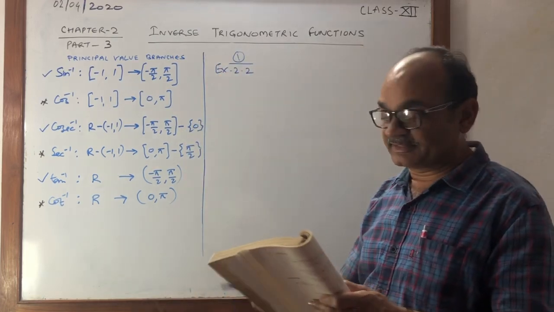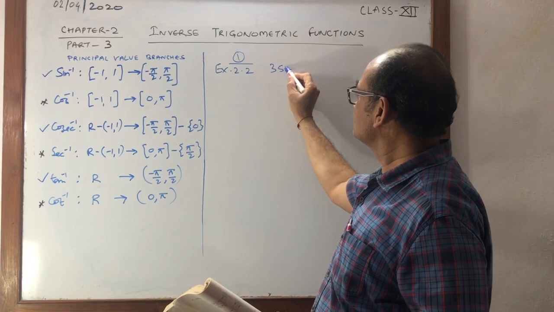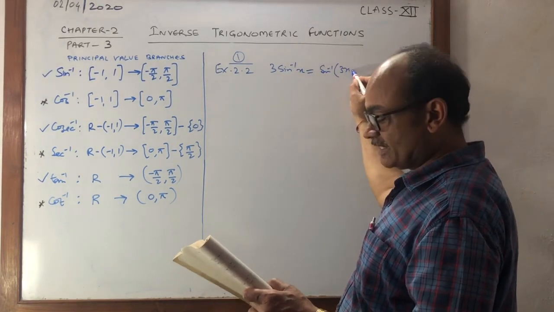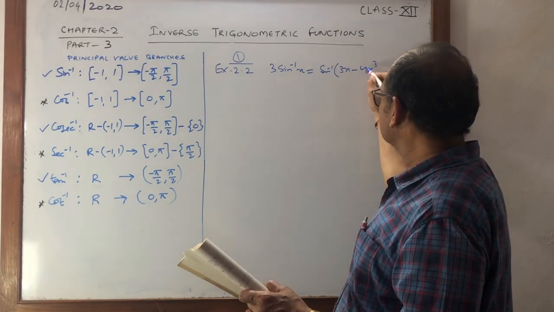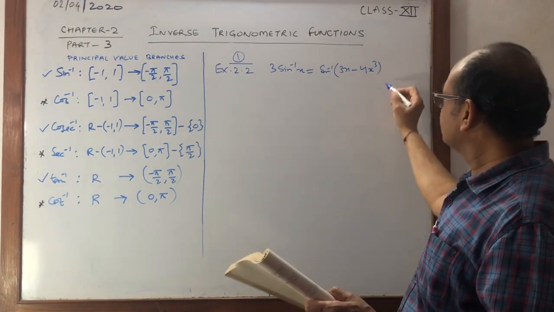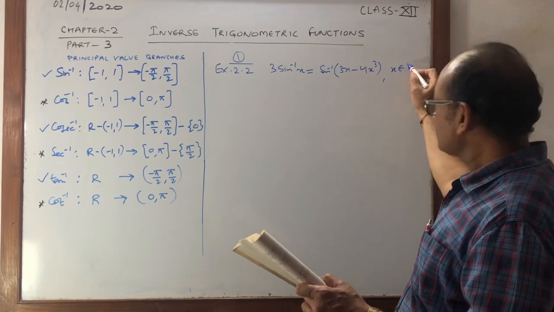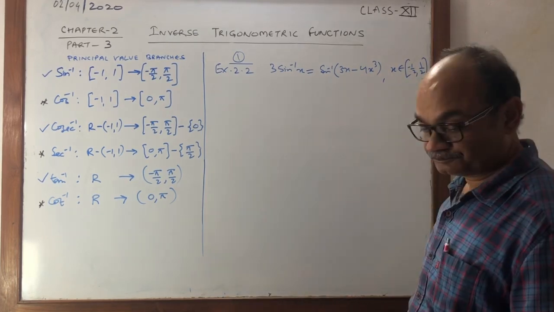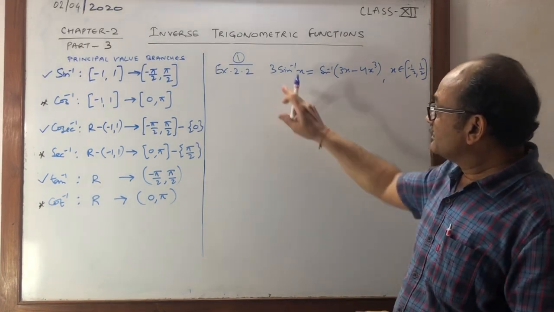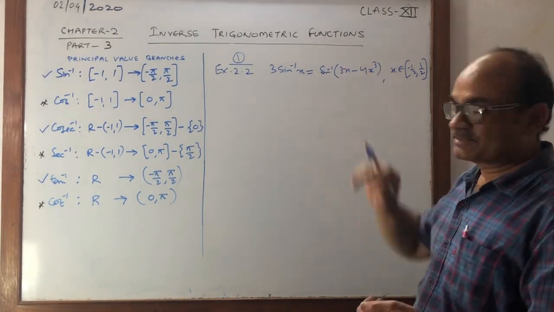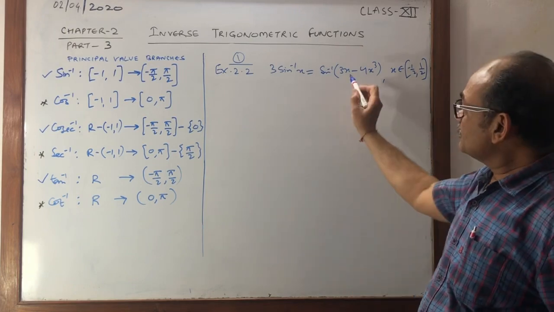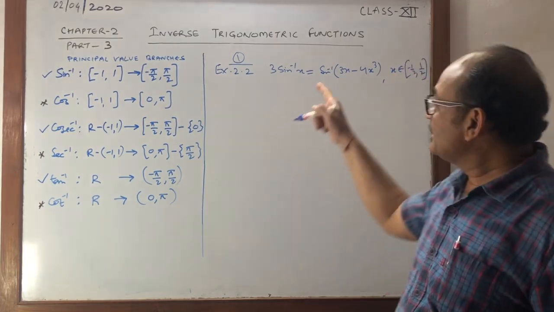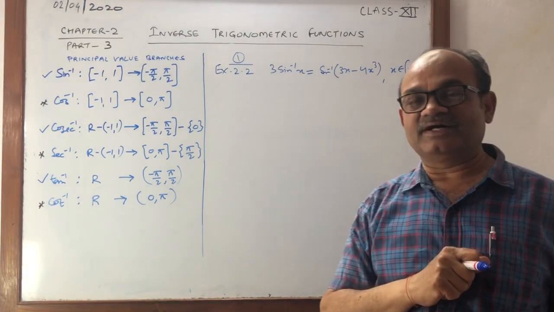Sum number one: prove that 3 sin inverse x equals sin inverse of (3x minus 4x cube), where x belongs to [minus half, half]. We want to prove this one. You know the formula from class 11th: sin 3 theta equals 3 sin theta minus 4 sin cube theta.